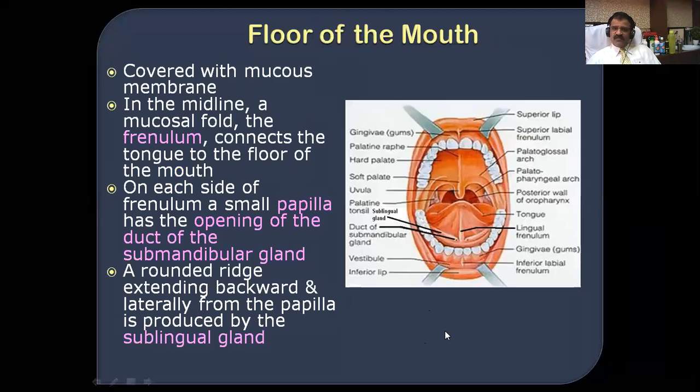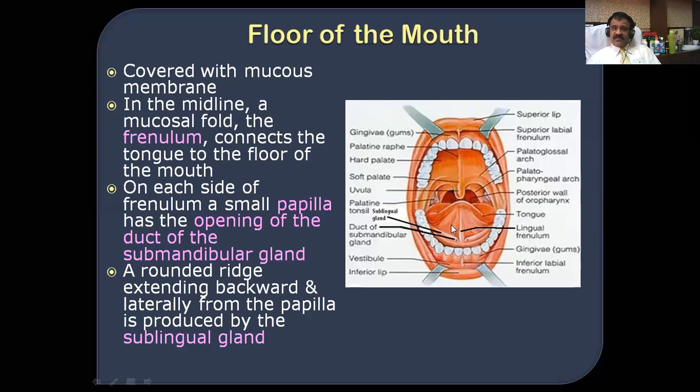Now only the floor of the oral cavity we will try to understand. Floor of the mouth in short. It is covered by the mucous membrane, and in the midline a mucosal fold called the frenulum connects the tongue to the floor of the mouth. So the tongue is always held by this frenulum.